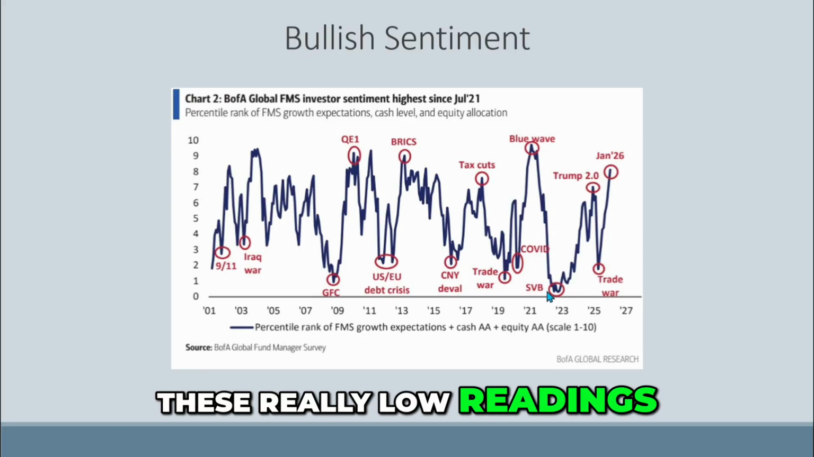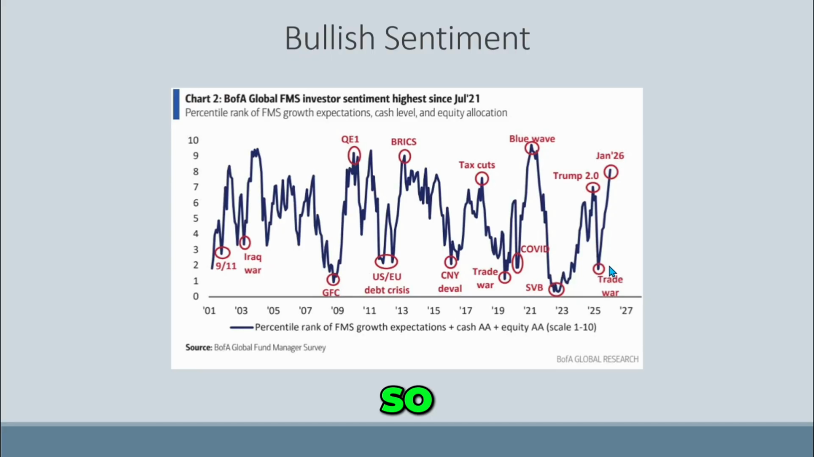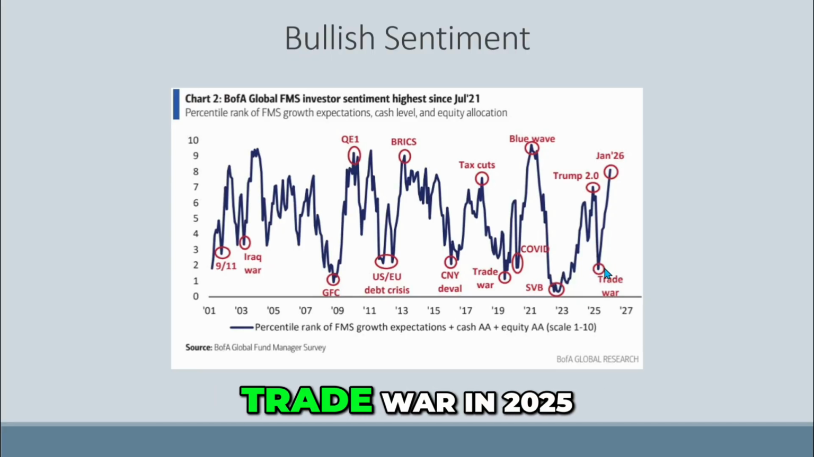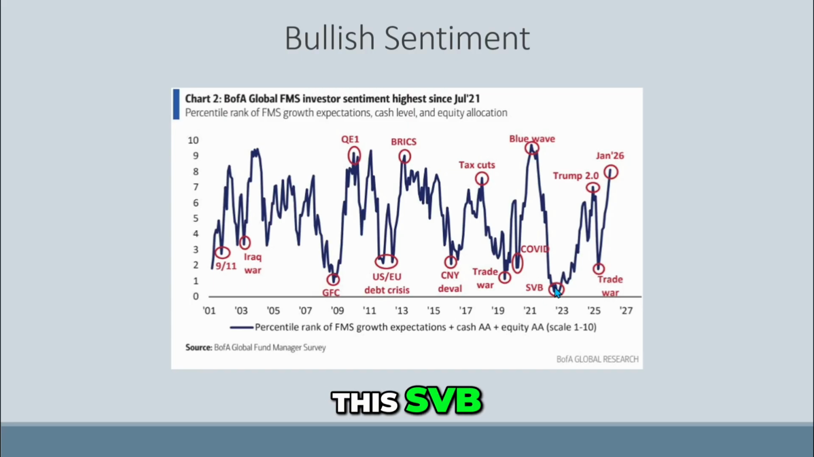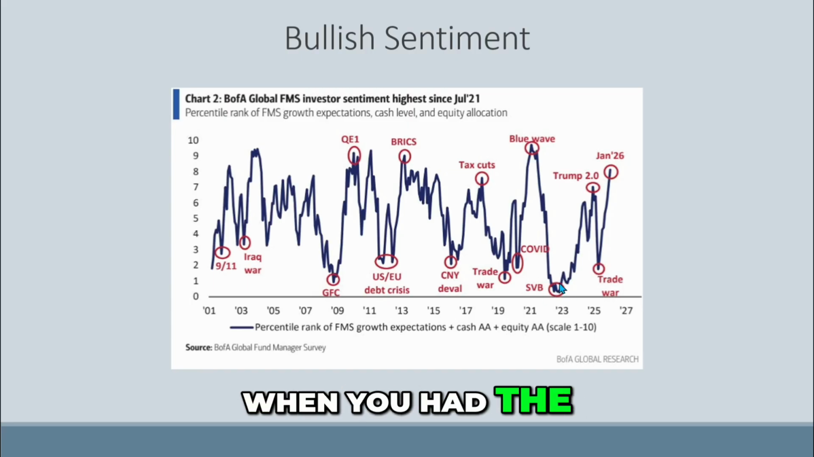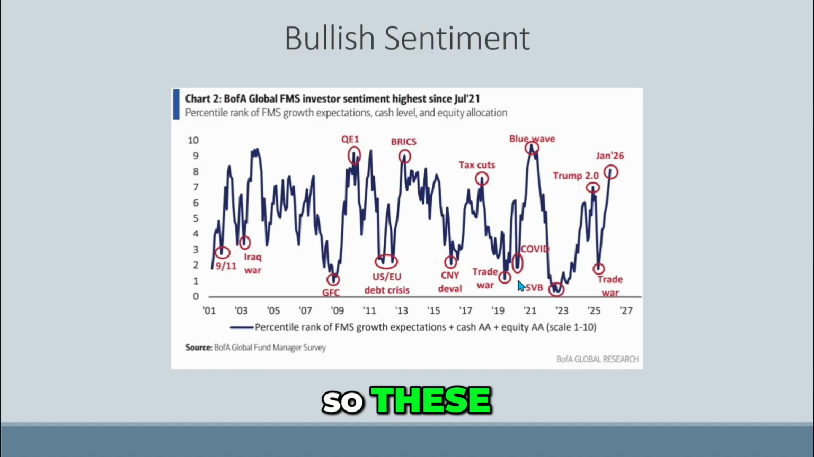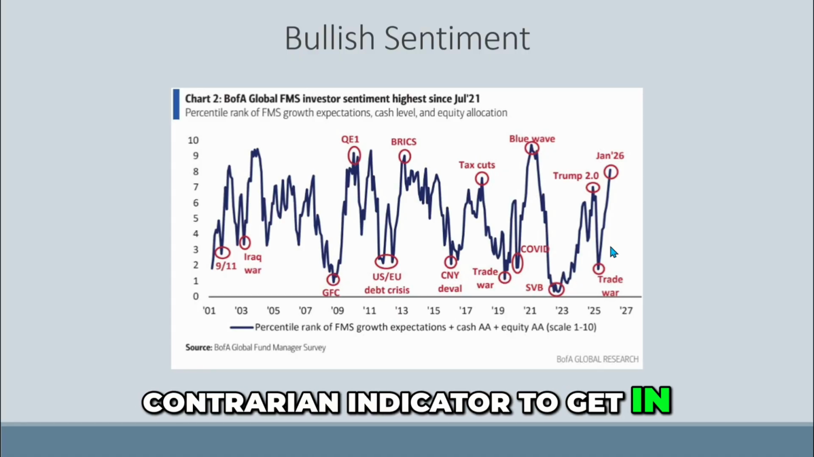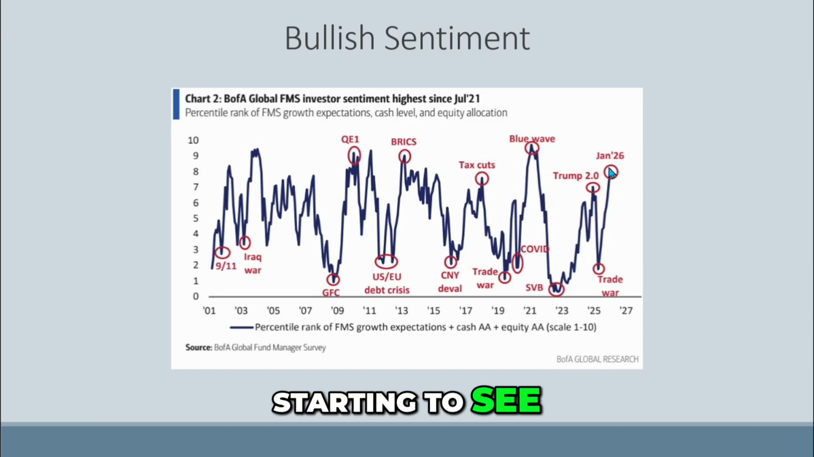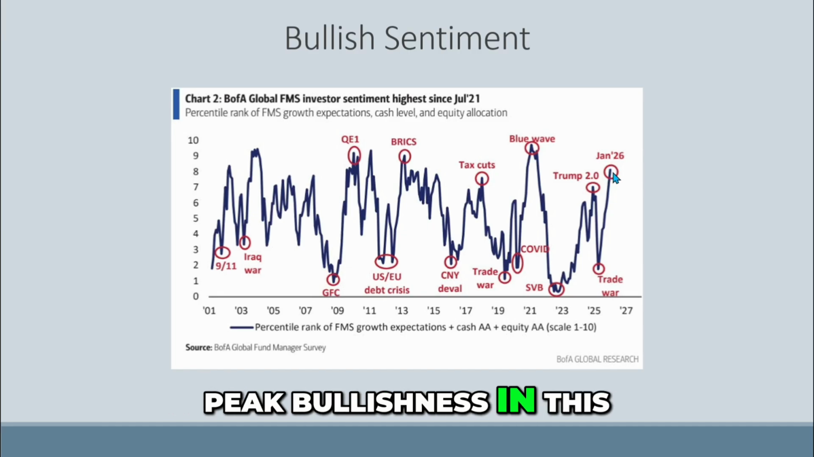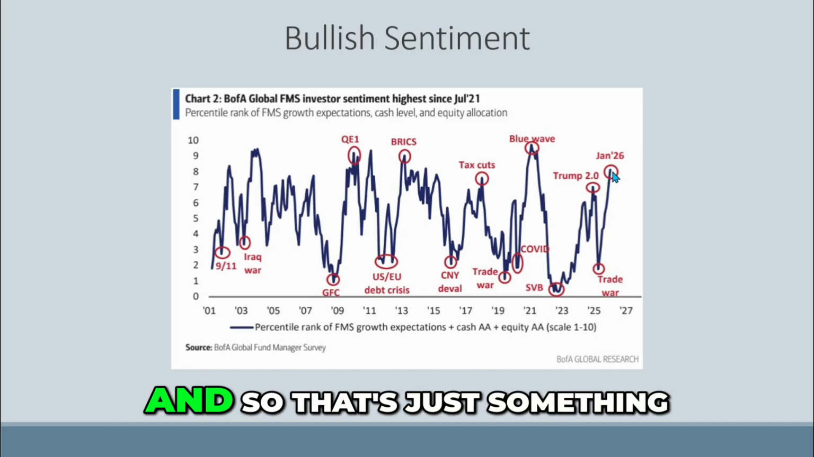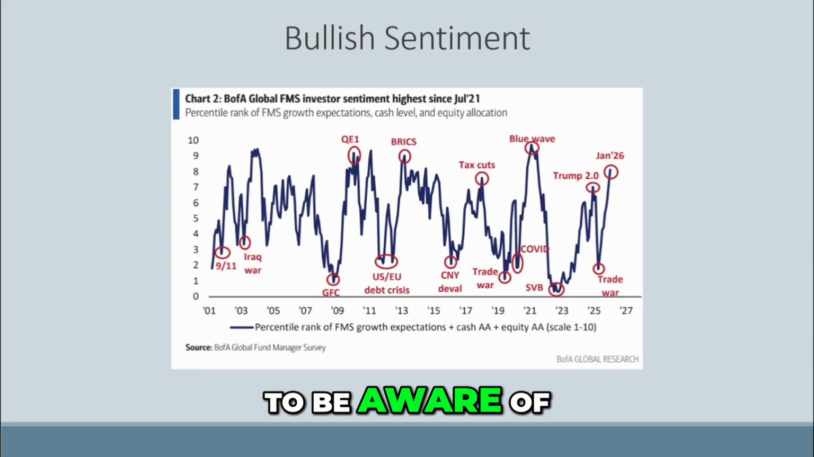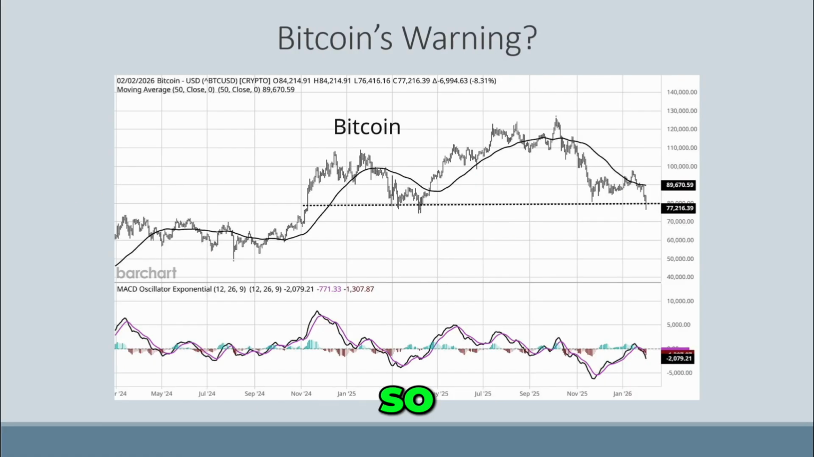And this works on the other side as well. Look at some of these really low readings in this sentiment indicator. So here was the sell-off in the trade war in 2025. This was SVB, early 2023, when you had the bank crisis in full swing. So when you get down to these levels, this can be a contrarian indicator to get in. But right now we're starting to see peak bullishness in this fund manager survey. And so that's just something to be aware of, something to be cautious about as we get into 2026.